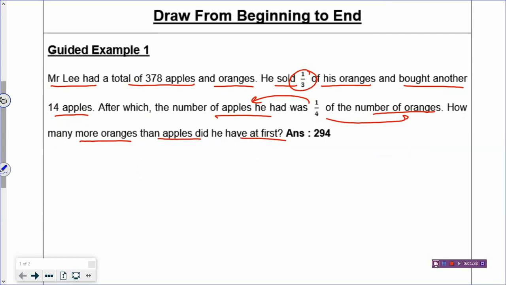Drawing out the problem is never hard. It's about using your logic, some common sense and also some logic. It's not really hard to draw the model as long as you keep practicing the drawing.